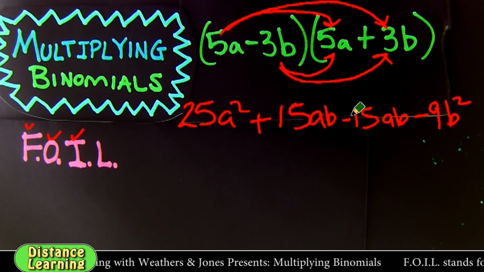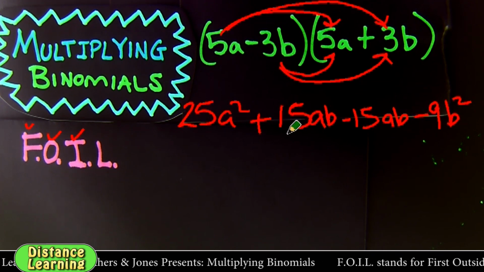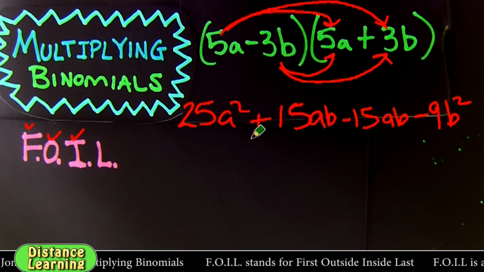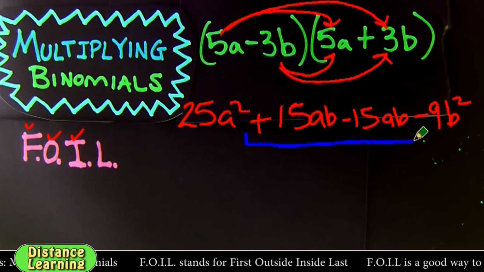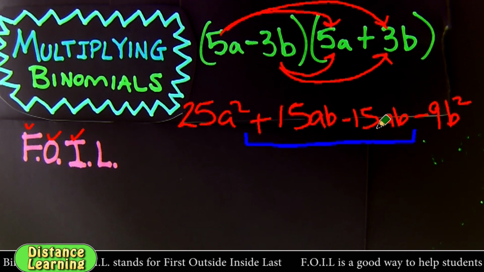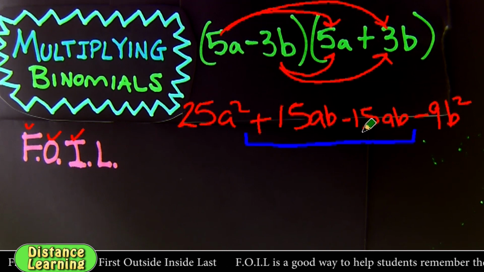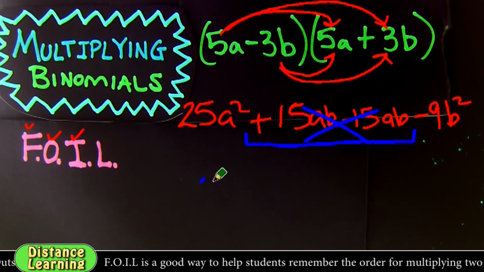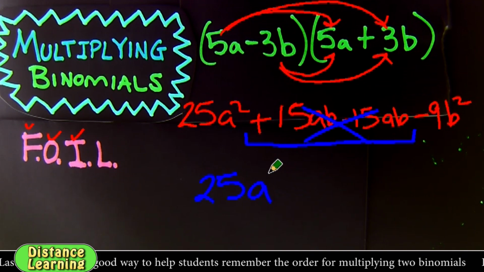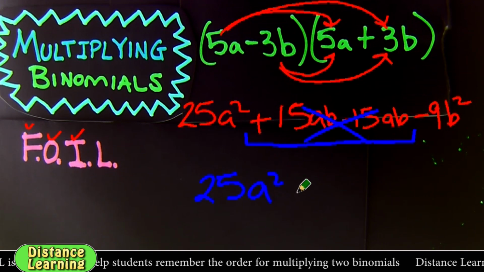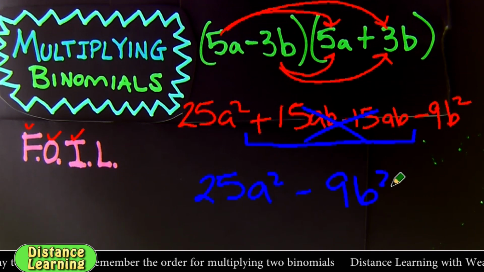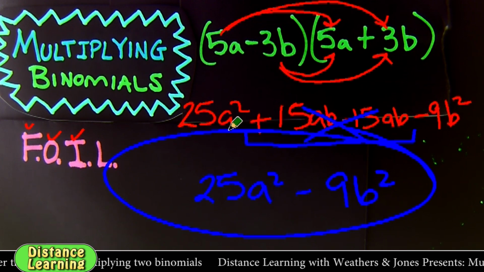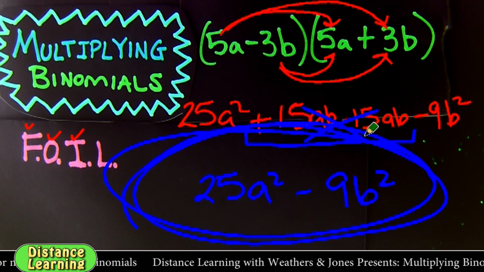Now when you look at our four pieces, 25a squared plus 15ab minus 15ab minus 9b squared, we can combine the middle two, which often we can, but again, they cancel out. 15ab take away 15ab makes no ab's. And our final answer is going to be just 25a squared minus 9b squared. So our final answer is actually a binomial, and that'll happen anytime the two middle pieces cancel out.